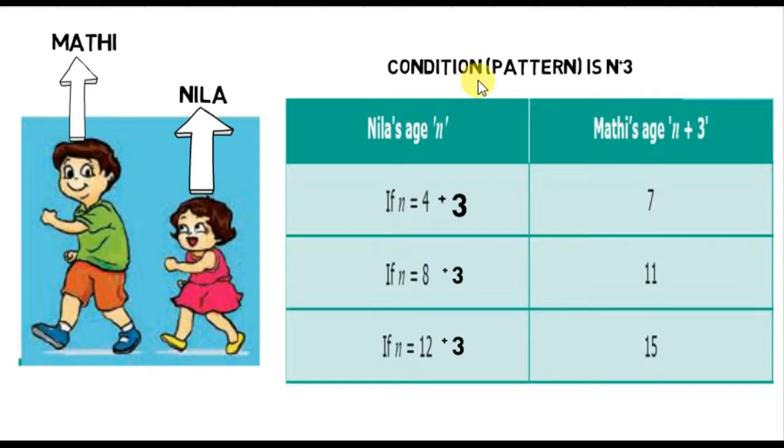Okay, so the condition here, the pattern, is n plus 3. We compare with Nila's age, n. So when Nila's age n is equal to 4, yes, Madhi's age will be 3 years bigger, correct? So here 4 plus 3, Madhi's age will be 7. Similarly, when Nila's age is 8, Madhi's age will be 8 plus 3, which is equal to 11. Suppose Nila's age is 12, so 12 plus 3, Madhi's age will be 15.